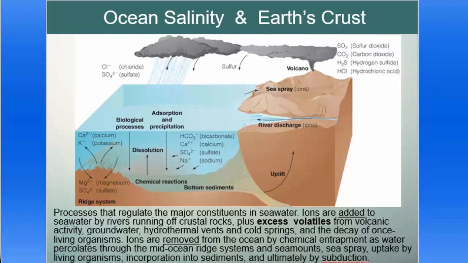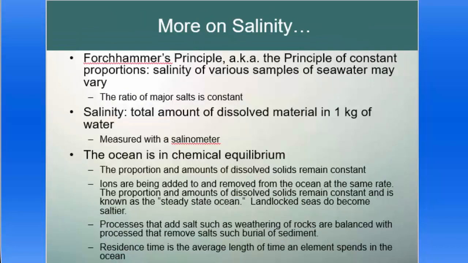Ions are removed from the ocean by chemical entrapment as water percolates through the mid-ocean ridge, meaning as the water goes back down into the rocks of the ocean crust, some of those ions are pulled out and lost to the crust. Also in different places like seamounts and underwater volcanoes. Sea spray will take some of those ions out. You get uptake by living organisms. I talked about how living organisms pull carbon dioxide and calcium out to make their shells. Then there is incorporation into sediment. Some of those things are held in the sediment, and eventually the sediment is buried, and ultimately that sediment gets subducted back down into the crust. So that's how those major constituents are held in uniform proportions, that cycle.